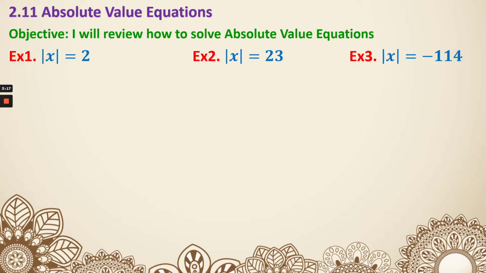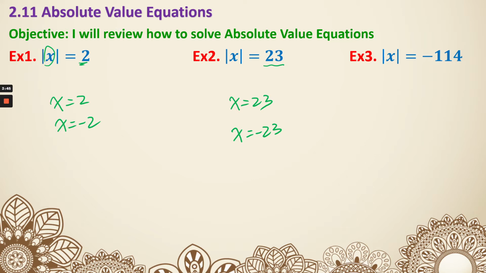So example 1. Well, that's just looking for something that is 2 away from 0, so x could be 2 or -2. Example 2. That's looking for something that is 23 away from 0, so x could be 23, and x could also be -23. Again, whenever you're solving absolute value, always keep in mind that you're looking for the distance from 0. That's the definition. It will never change for absolute value.